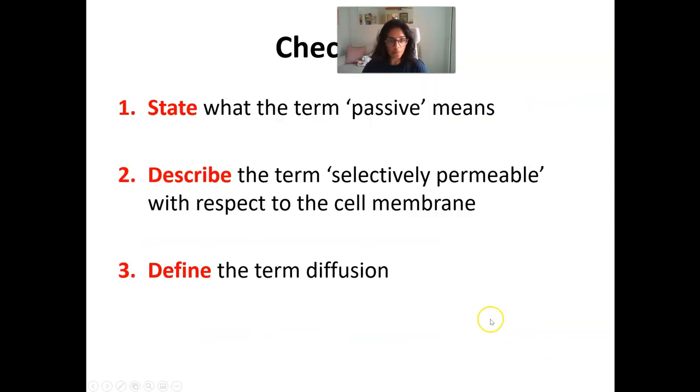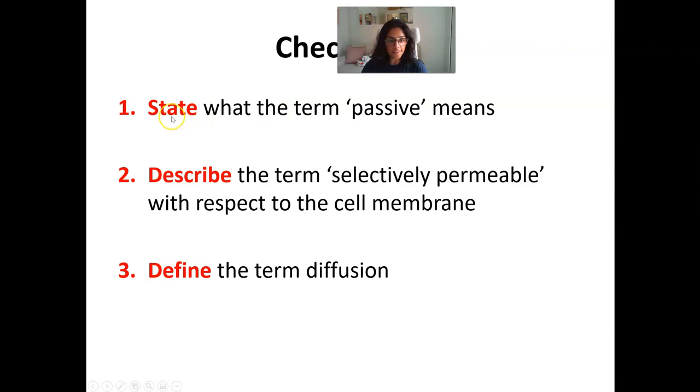Okay, so by this point you should be able to complete these 3 questions. Now I've highlighted in red these command words. These are words that you'll see in your exam. So, state what is meant by the term passive.